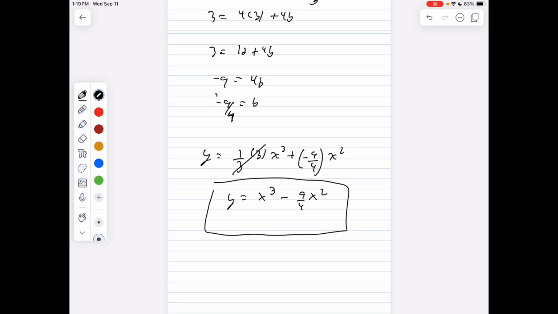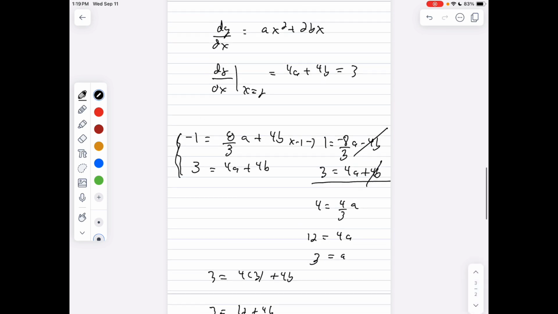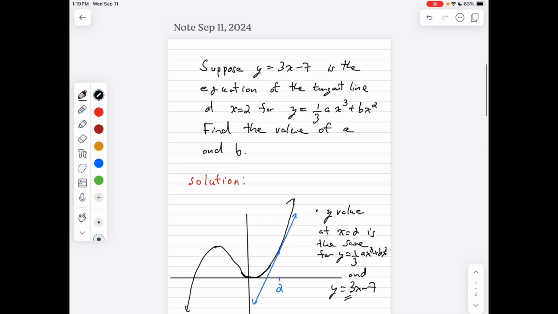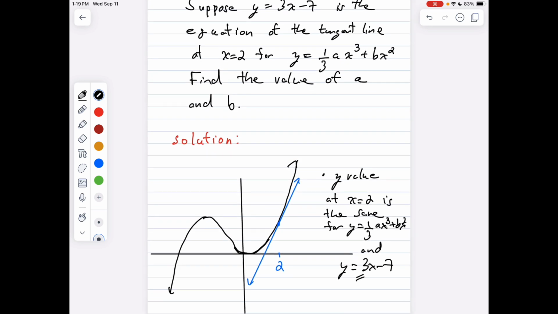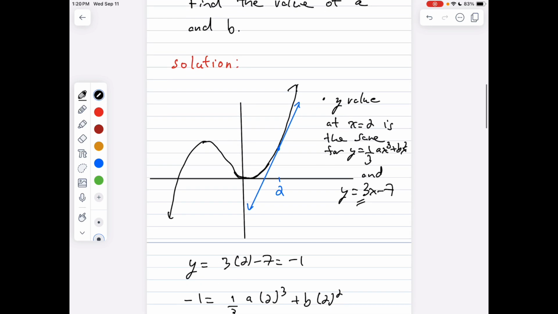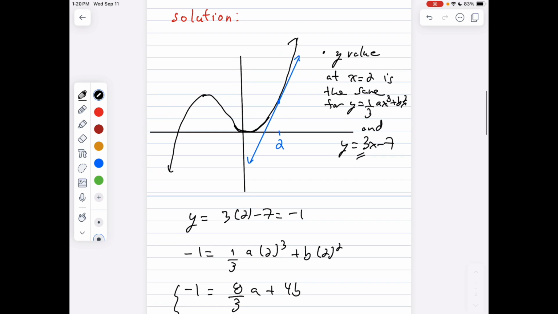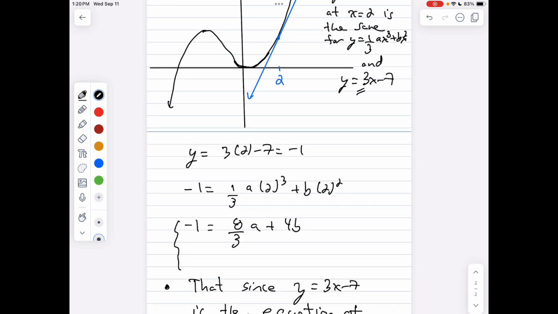So just to reiterate what we did, we got two pieces of information from knowing that a line was tangent to a function at a particular point. The first was that the y value is always shared by the tangent line and the function at the point of tangency at x equals 2. So we plugged 2 into our line to get what the y value would be, which is the y value that has to be in the function to share it.